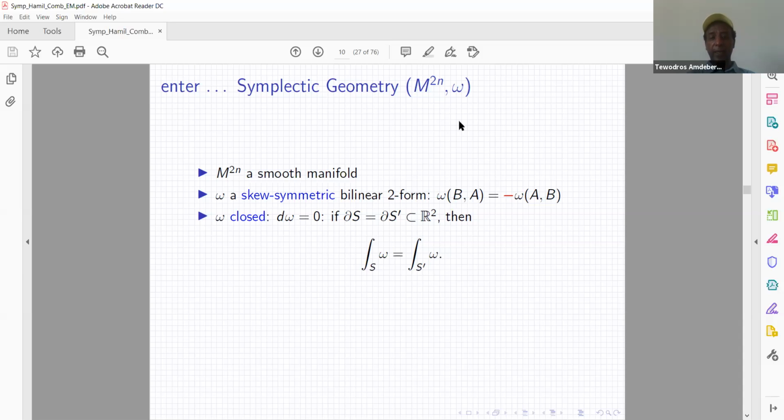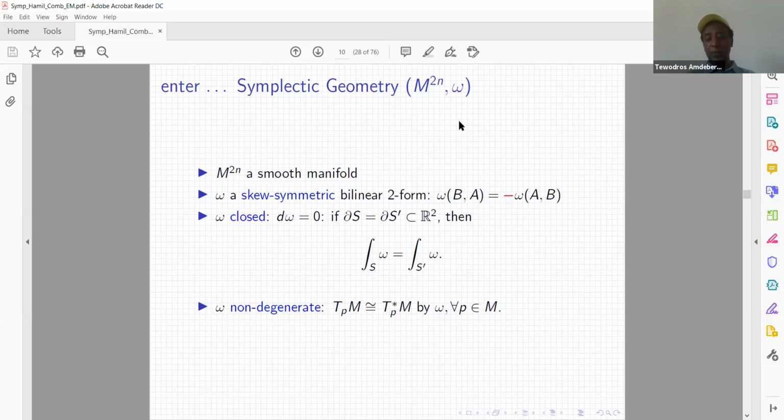imposed on omega, the bilinear form, is that it's closed. That means d of omega is 0, or in 2 dimensions, easy to see. It means Stokes' theorem is preserved in 2 dimensions. And the last condition is non-degeneracy. That means the bilinear form, the skew-symmetric form, gives an isometry between the tangent and the cotangent bundles.